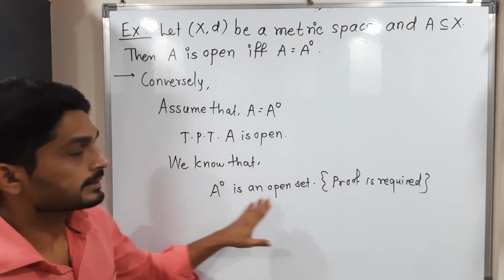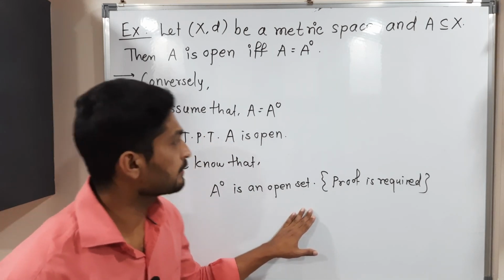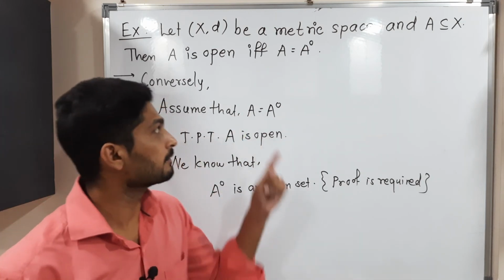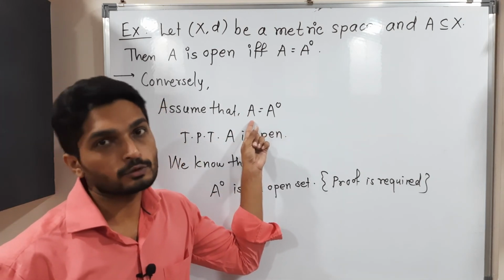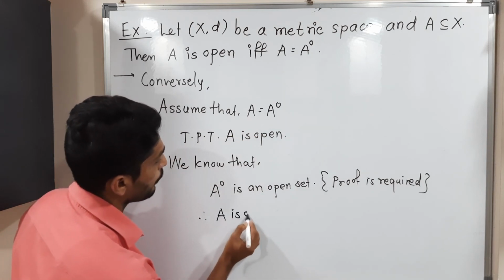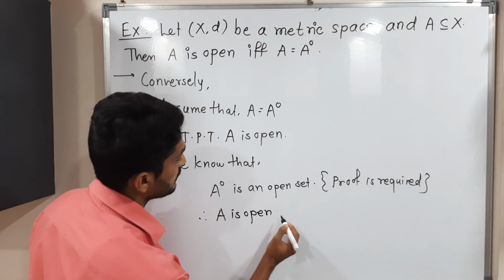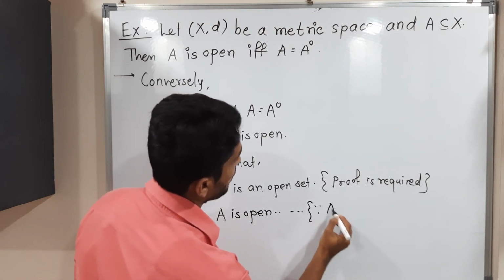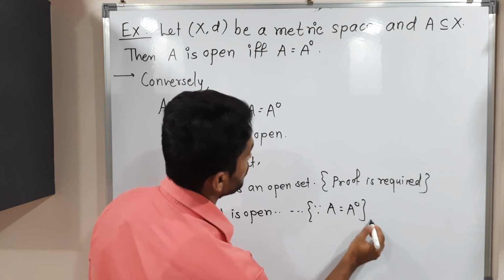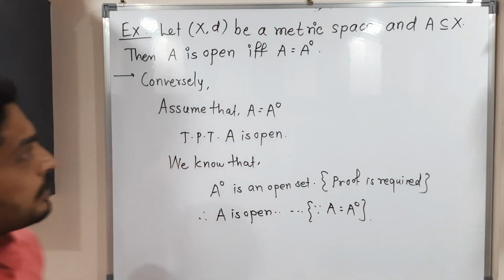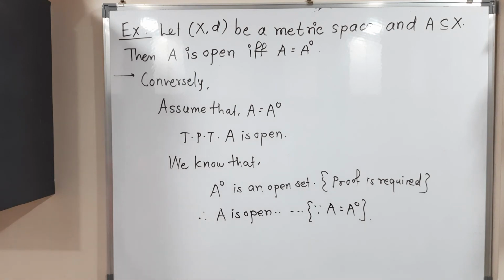So A interior is an open set. This is a basic thing we have, and A interior and A, both of them are equal. If this set is open, this set is also open. So therefore A is open, because A is equal to A interior. In this way we proved A is an open set, and we have completed this theorem. So we'll stop here. Thank you. Bye bye.